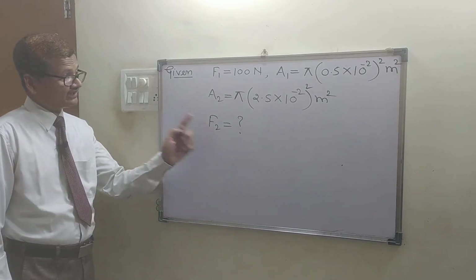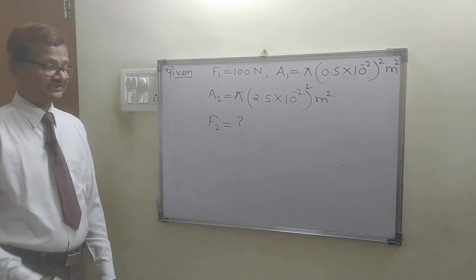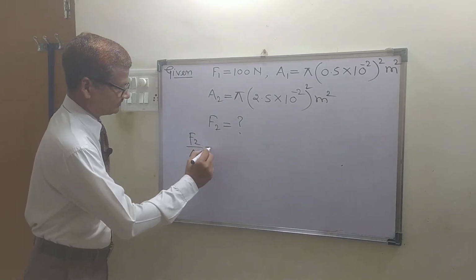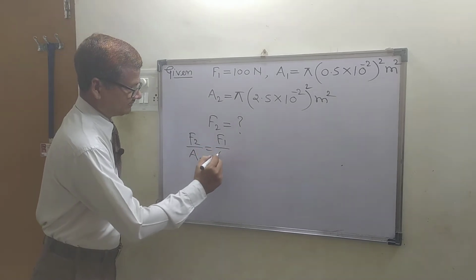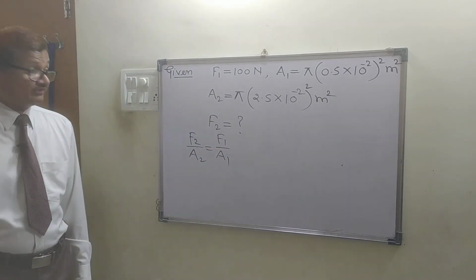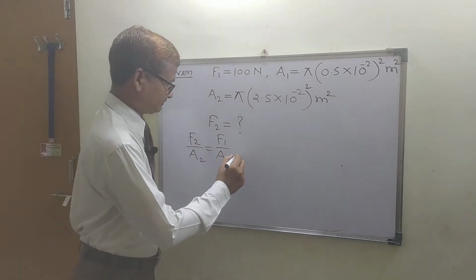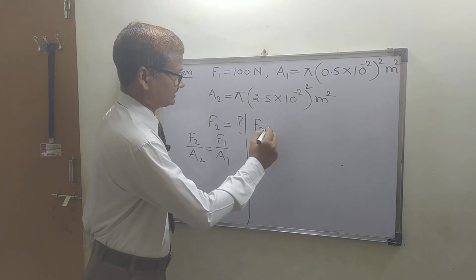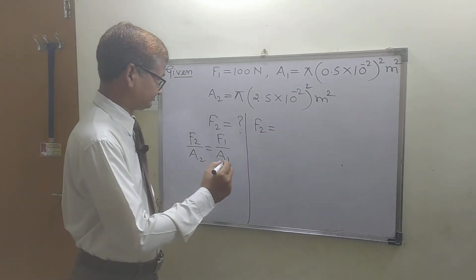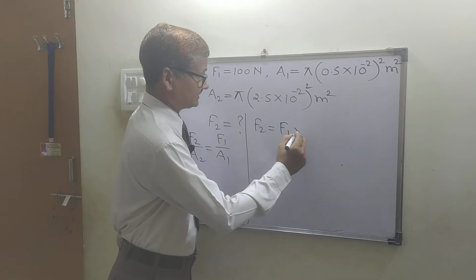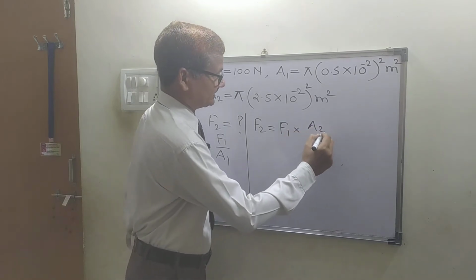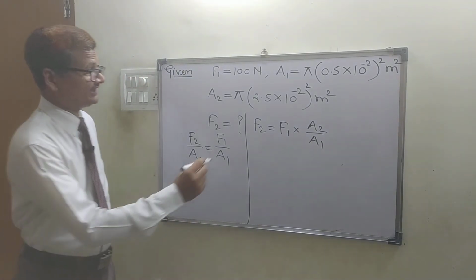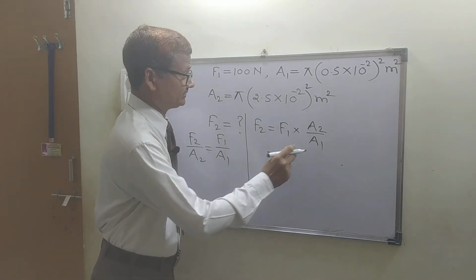You have to calculate F2. So therefore according to Pascal's law, F2 upon A2 is equal to F1 upon A1. We have to calculate F2. Therefore F2 is equal to, by cross multiplication, F1 into A2 upon A1. Let me substitute the values of F1, A2 and A1.